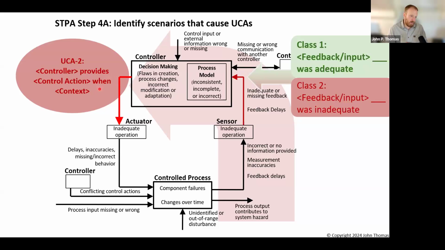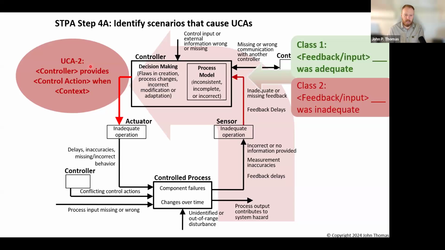Let's look at the output of the controller, so UCA, and let's look at the input of the controller, which is usually feedback, although it could be other inputs. That's why there's a slash here. Usually it's feedback, but it could be other inputs. Feedback or input was adequate, right? So it was okay. It was safe in some sense. We'll define what that means in a moment. It needs to be real crisp, which we'll do. But it was okay. The controller was told that this is what's going on and it was correct, but the controller still did this unsafe thing anyway.